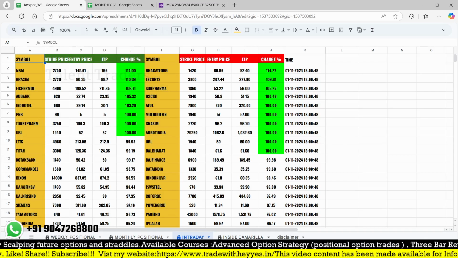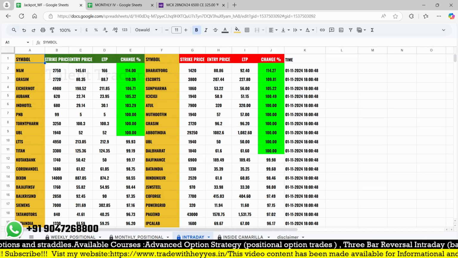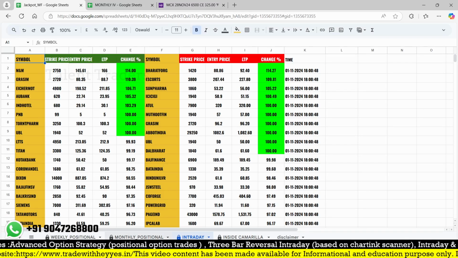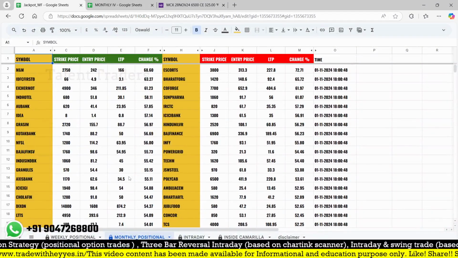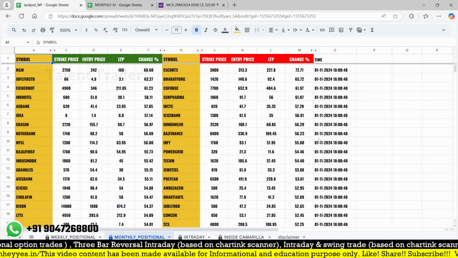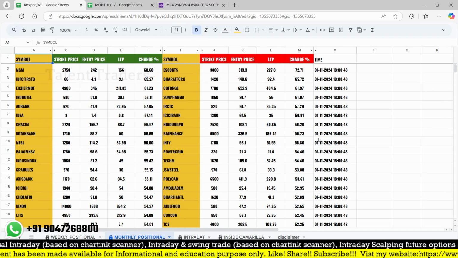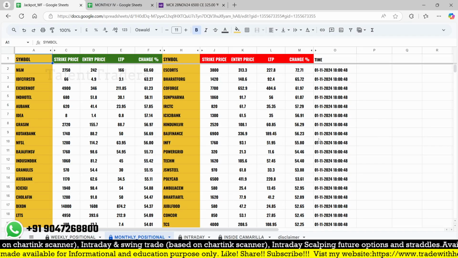I hope you cleared all the doubts and questions from the monthly contract. So we have a monthly positional. As of now, no stocks triggered. We'll be updating after 10 days. We will see how many stocks have given you the opportunity. From that, we should focus on liquid and quality stocks. I hope you understood.